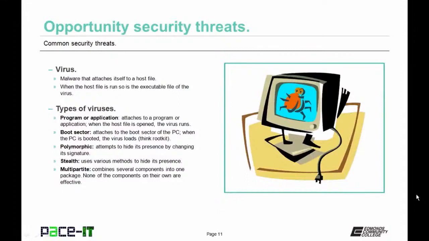There are polymorphic viruses. They attempt to hide their presence by changing their signature on a regular basis. There are stealth viruses. That would be like your rootkit. Then there are multipartite viruses. They combine several components into one package. None of the components on their own are effective. Now, viruses can combine several of these into one package, and it would still be called a virus.